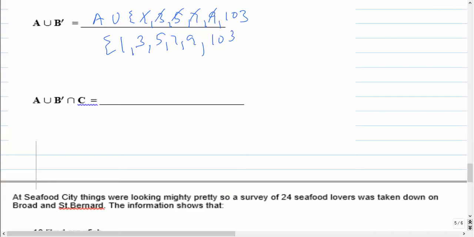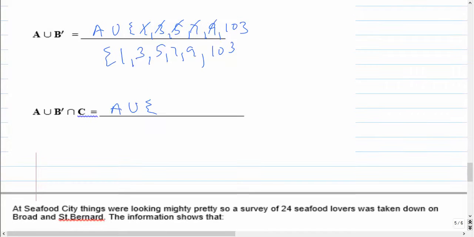And then we have one more. A union B complement and C. The first step is doing the complement of B, so we'll just leave A alone. I think we had B complement right above us. That's convenient. 1, 3, 5, 7, 9, and 10. Intersect C. Well, we're going to join A union B complement together first. Well, guess what? We're lucky. We already have that up here. Remember, there's an order of operations, and that's what I'm doing here.